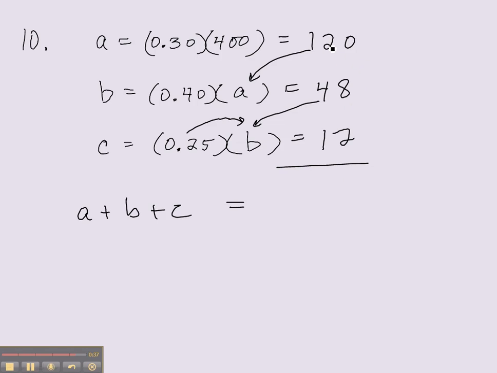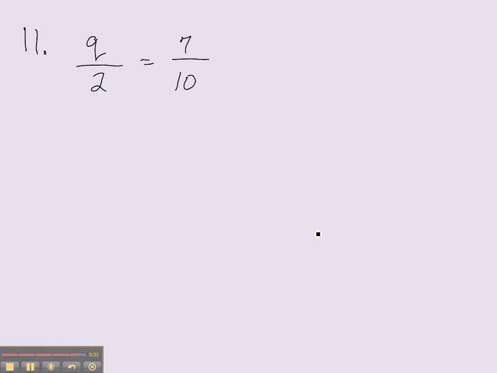Number 11. We're asked to find the value of Q. I think I'll just cross multiply. 10Q is equal to 14. So Q is equal to 14 divided by 10, or 1.4.